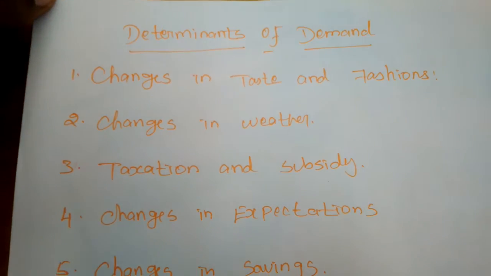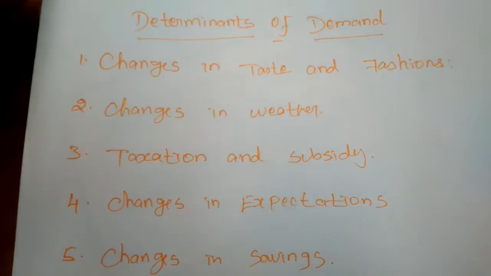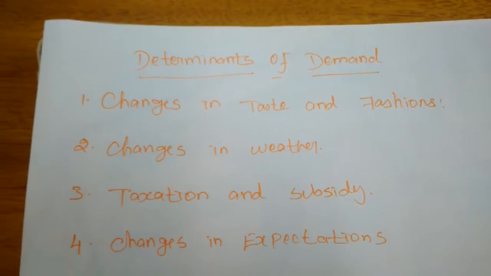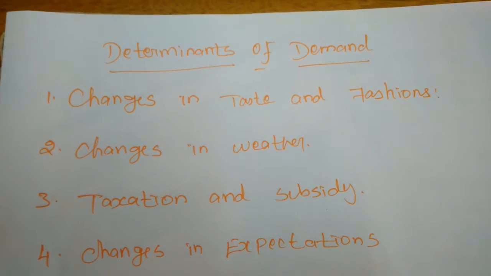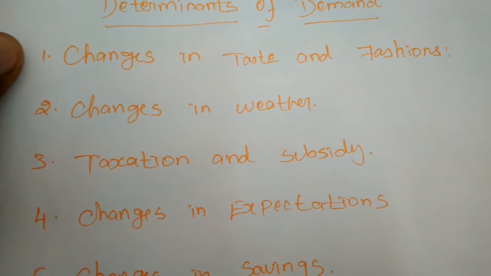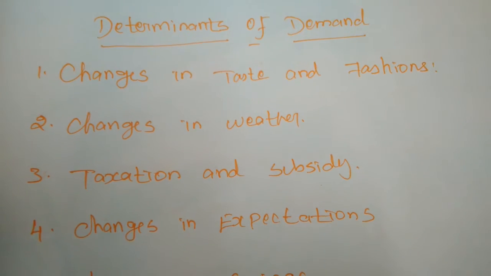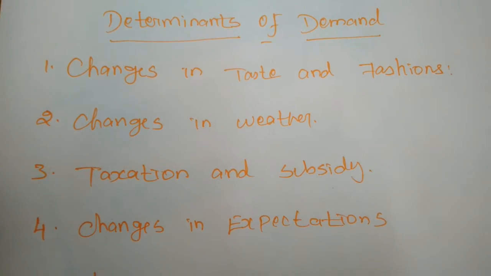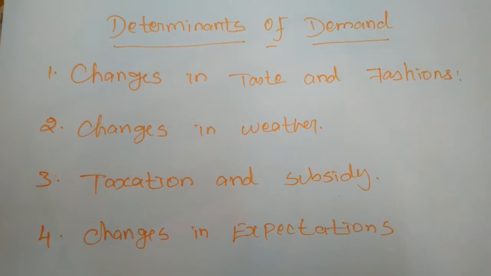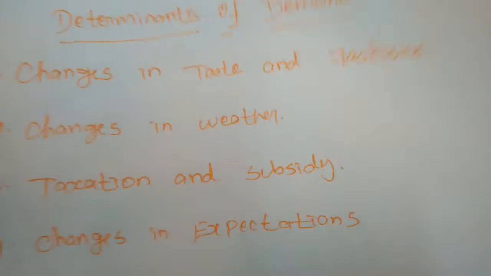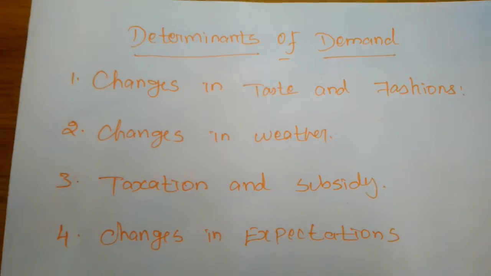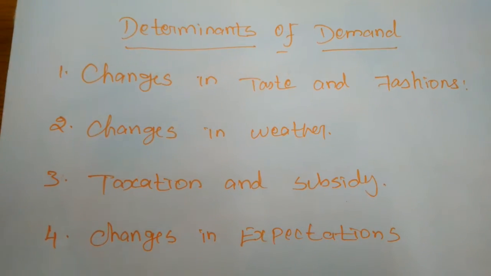The first determinant is changes in taste and fashion. On the basis of the taste and fashions of the consumers, the demand will change. For example, we once normally used dhotis, but after the arrival of jeans pants, the demand for dhotis was reduced. We all were using the normal mobile phone, but after the arrival of the Android mobile phone, the demand for the normal mobile phone was reduced. So on the basis of the taste and fashions of the consumers, the demand will change.